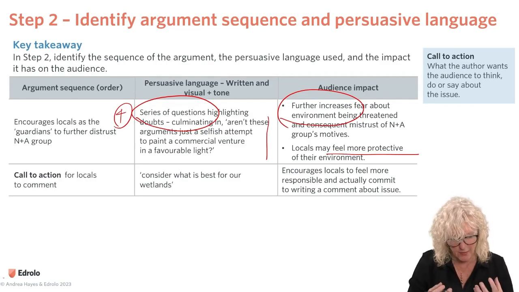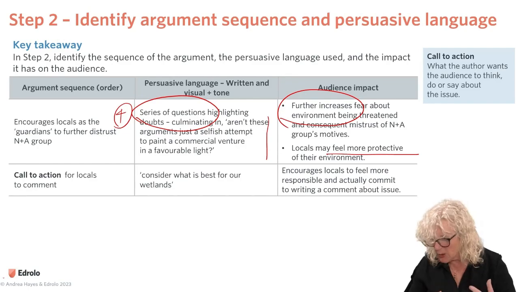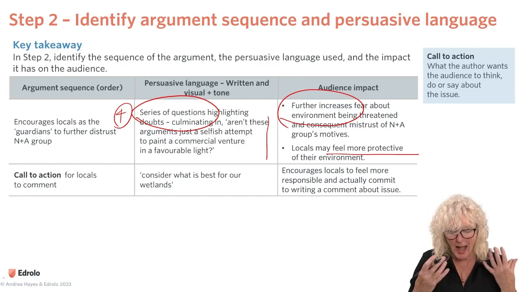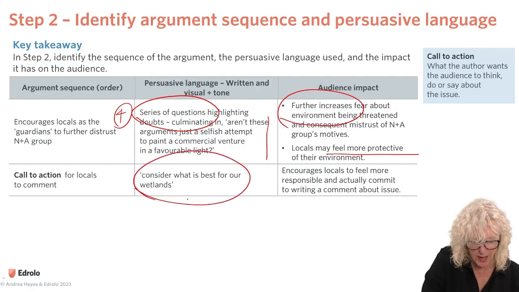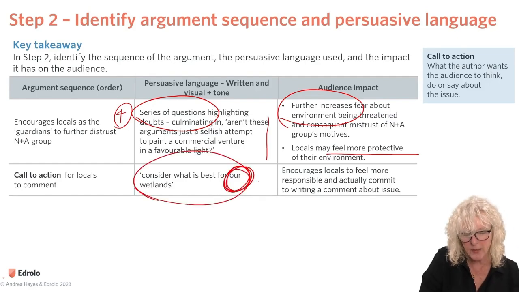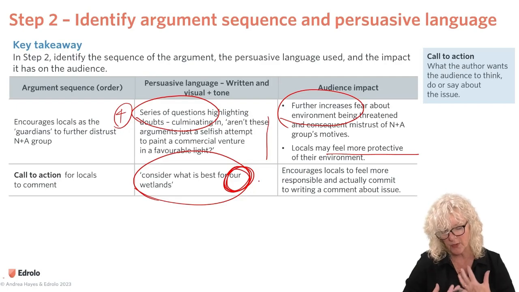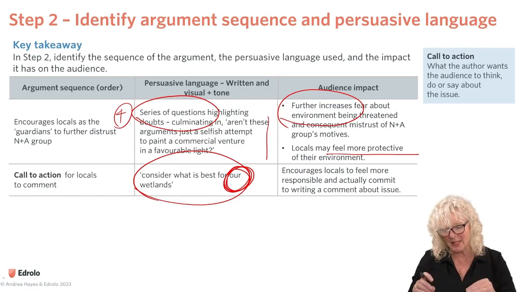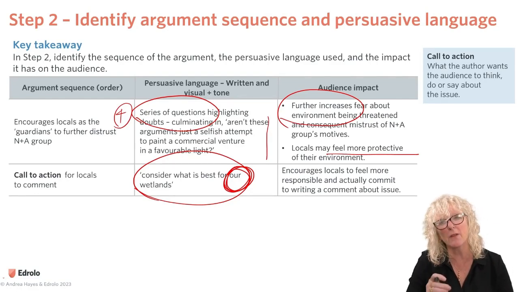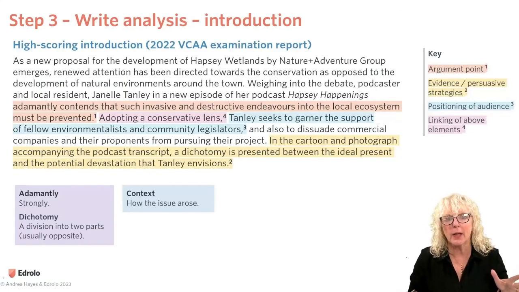And you do that in a very strong way, or you can do it pretty subtly, but it asks the locals to comment, okay? To actually make a decision and say something. How? Consider what is best for our wetlands. There's that our, that inclusive. We're responsible for this. And this encourages locals to feel more responsible, of course, but to actually commit to writing a comment, having a voice on the issue. Now let's look at step 3, writing your analysis.